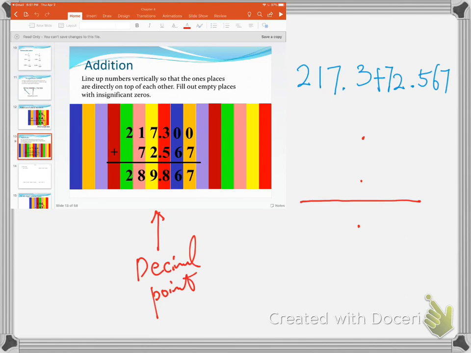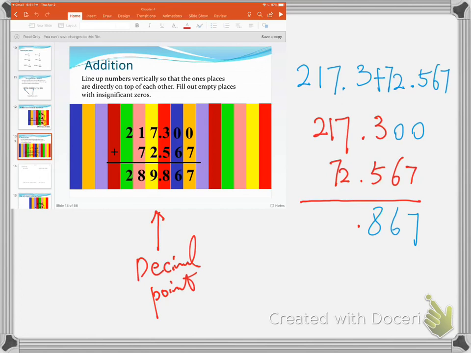After you put the vertical line, we put the numbers before and after decimal points. 217 before the point, 3 after the point, 72 before the point, 5, 6, 7 after the point. And then you just add vertically. So these two places are empty, we put zeros. 0 plus 7, 0 plus 6, 3 plus 5, 7 plus 2, 9, 1 plus 7, and then bring down 2. So this is the addition.